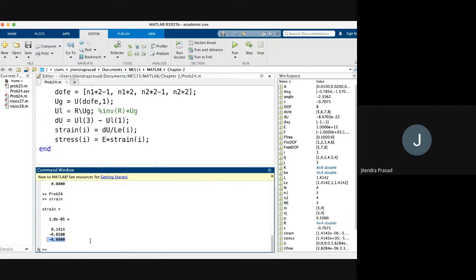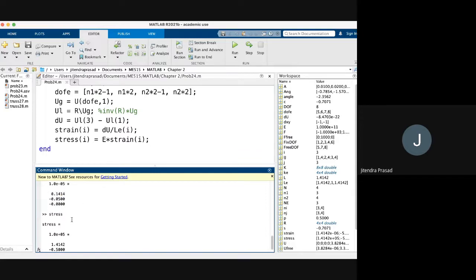That means the third element is not stressed, for the obvious reason that it is free to move, because it is a roller joint. If there is a roller joint, it can move very easily, so it does not get stressed. And the first one is under tension, and the second is under compression, and this gives you the strain, and you can also get the stress.